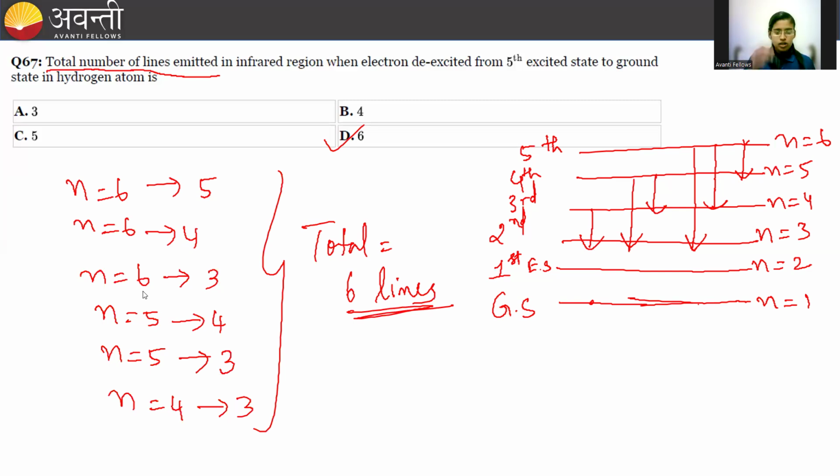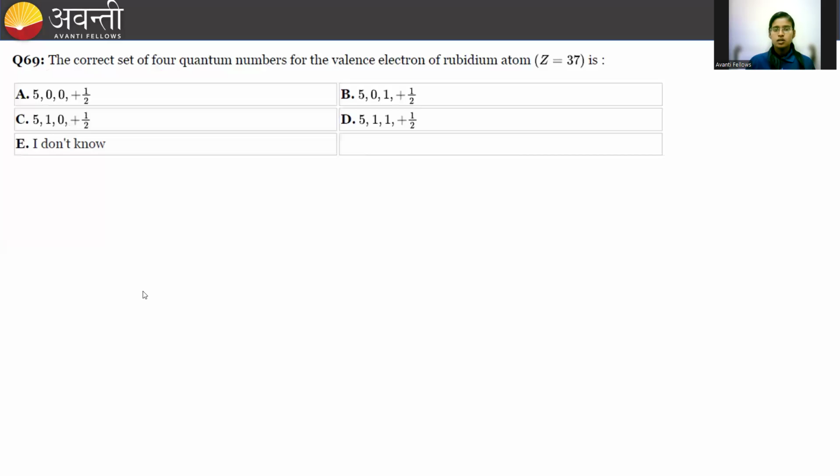Okay. Now moving on to the next question. Question number 69. The correct set of 4 quantum numbers for the valence electron of a rubidium atom is. So, to find the 4 quantum numbers, we need to know the electronic configuration, at least the outer electronic configuration, of the rubidium atom, whose atomic number is 37. Okay. So, rubidium has the outer electronic configuration as krypton, noble gas, with 5s1 configuration.